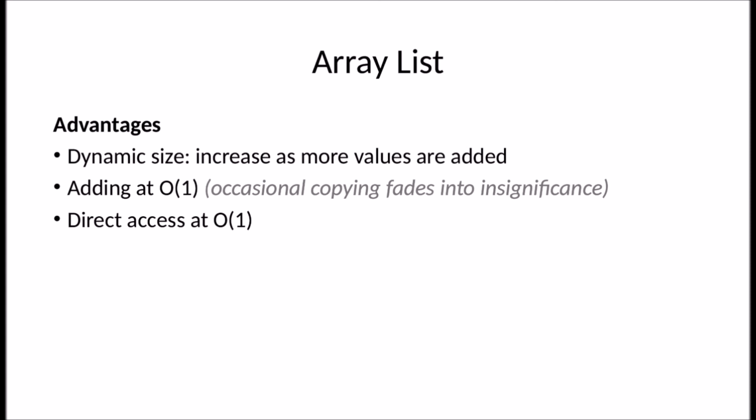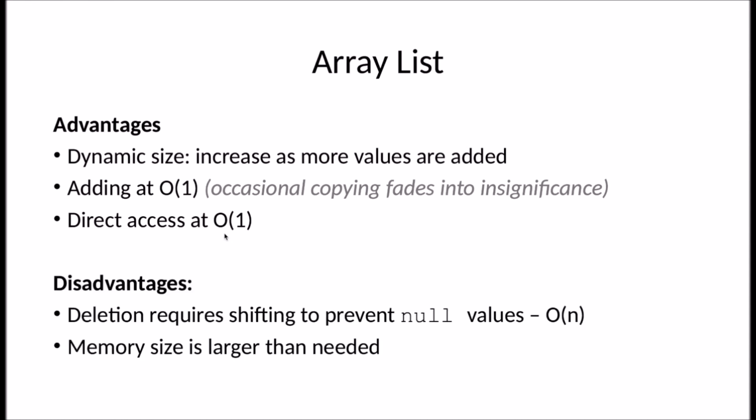And we still get the direct access that we can just compute the offset and go directly to a memory location, just like an array. The disadvantages are that when we delete an entry, and that's somewhere in the middle of the array, we have to shift elements because we don't want to leave null values in the middle of the array. So that is O(N). The worst case here is deleting the very first element and then having to shift all subsequent values over by 1.